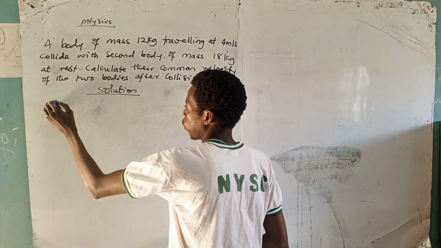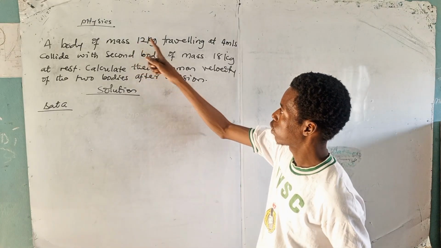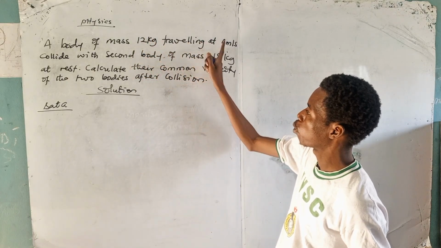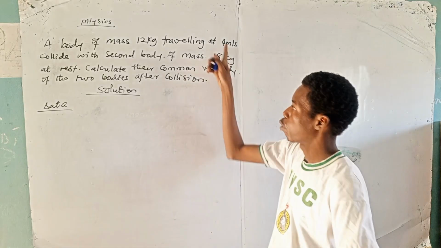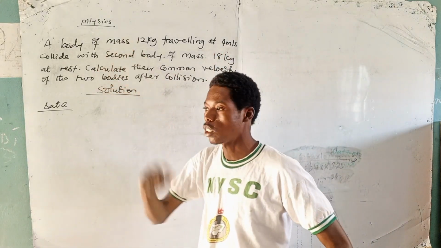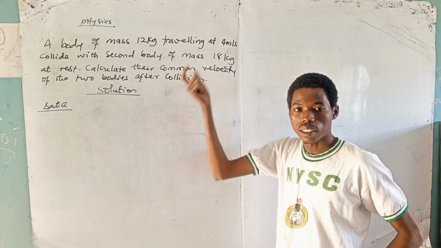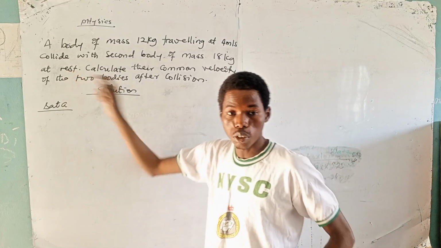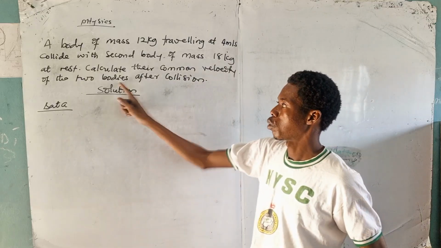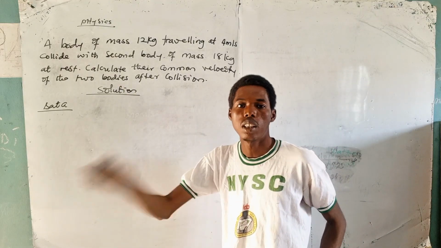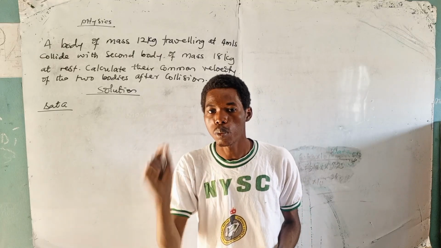and then write the data, where I will write all the quantities given to us. A body of mass 12 kilogram is traveling at 4 meter per second. It collides with another body of mass 18 kilogram at rest. The second body is at rest. Calculate their common velocity of the two balls. So after they collide, they move together. The question asks us to find the common velocity of the two balls after collision.